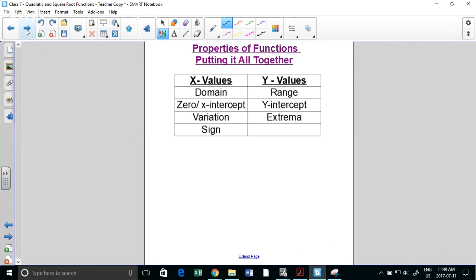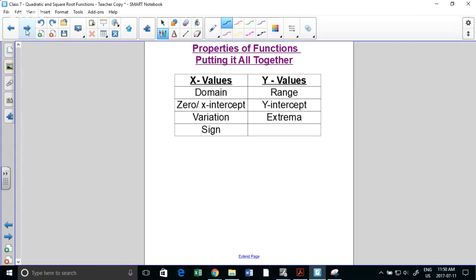And just to put all of this together, when you're doing a study of a function in its entirety, you need to talk about domain. You need to talk about all of these, but certain ones involve x values and certain ones involve y values. So domain, x-intercept, variation, and sign all involve the x values where something is happening. The properties that use the y values are range, y-intercept, and extrema. So you're reporting y values for that.